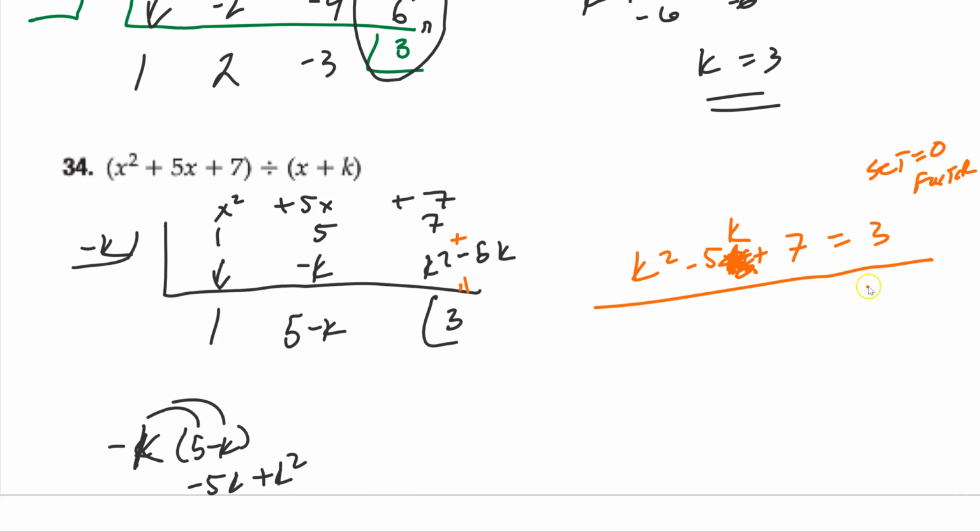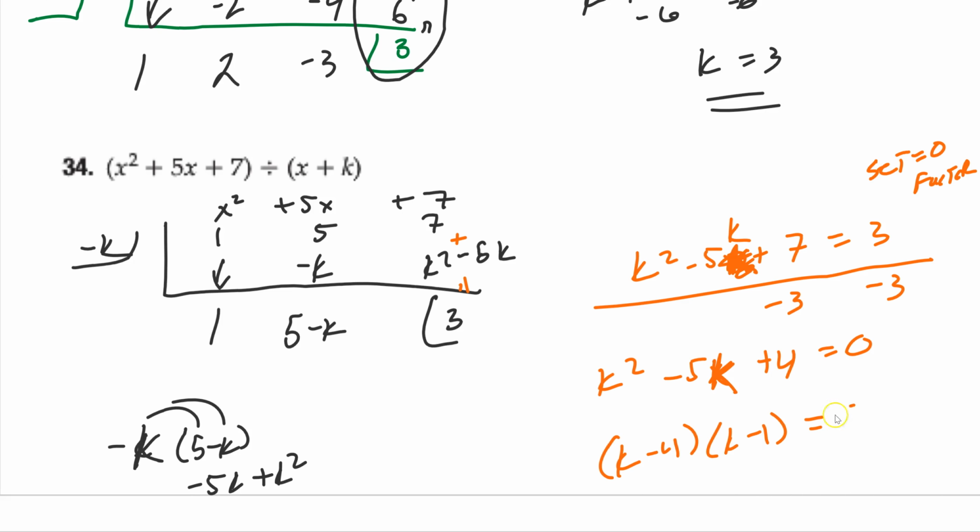So let's set this thing equal to 0. It's always the first step of quadratic equations. k squared minus 5k plus 4 equals 0. Lucky for us, that does factor. That is k minus 4, k minus 1 equals 0. Split it. k equals 4 and 1.